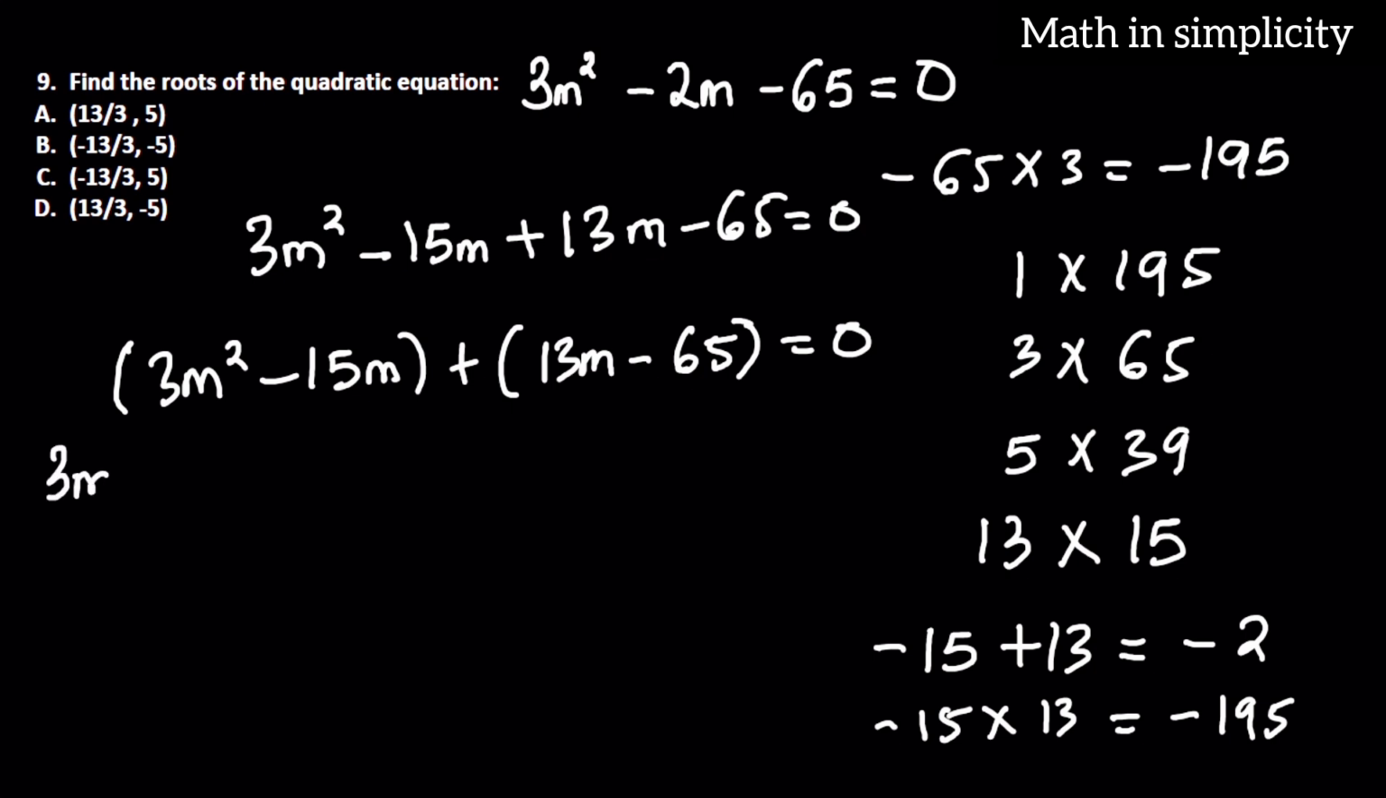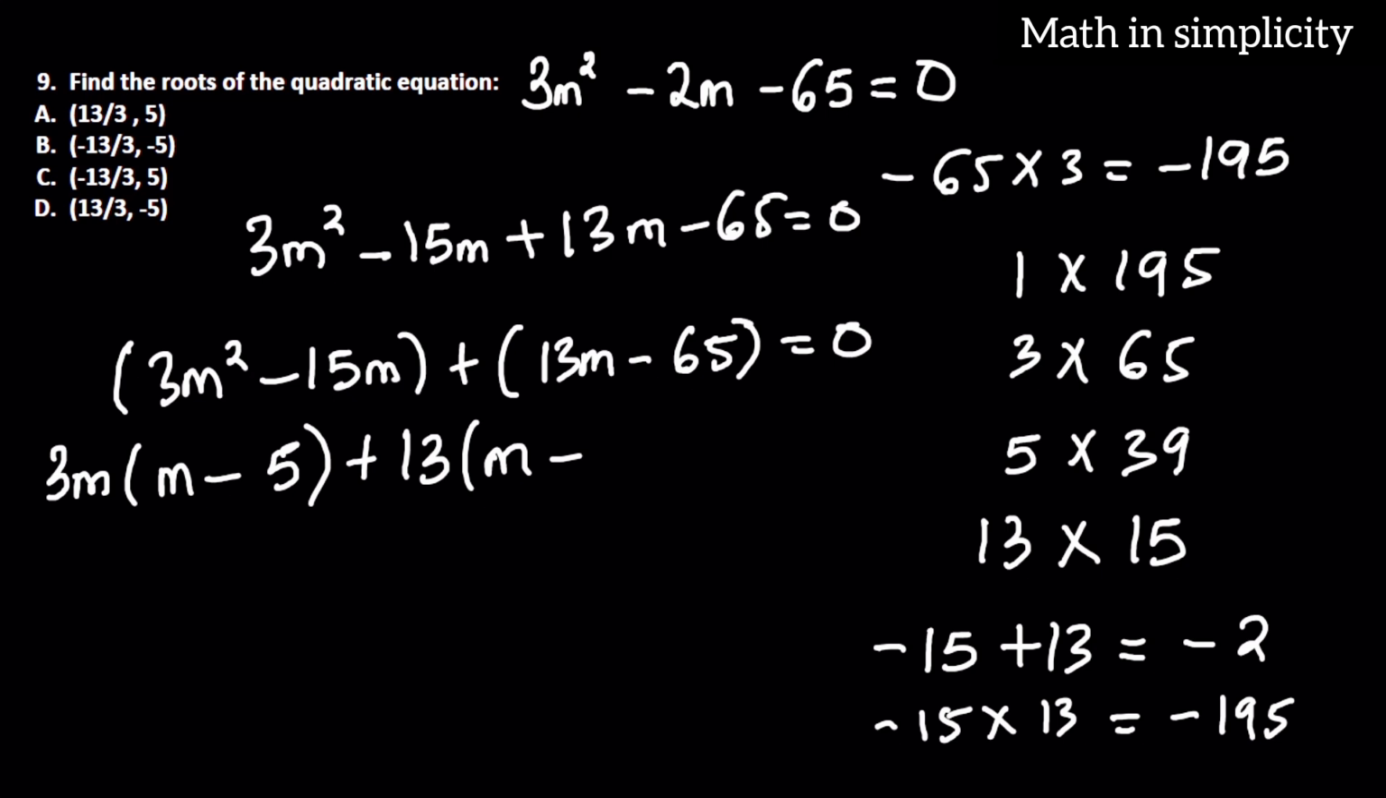The common term here is 3m, so let's factor out 3m. Dividing 3m squared by 3m, we are left with m, minus, 3m divided by m will cancel m, 3 into 15 is 5. Here what we have in common is 13. M is not common, so we take only 13. 13 into 13m, m will remain. Then 13 into 65.